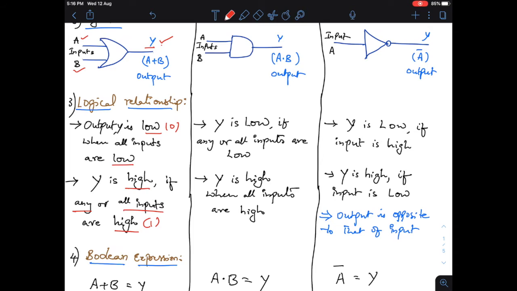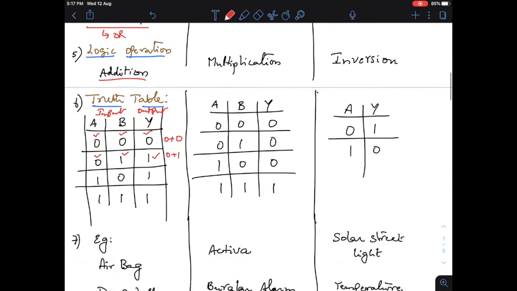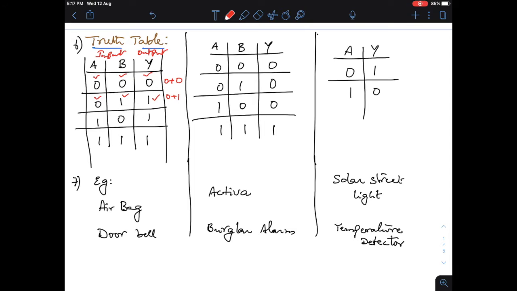Output Y is high if any or all inputs are high. Even if one is high, output is high. Therefore, here 0, 1. B is high, therefore your output is high. Then, similarly, now A is high, B is low, that is 1, 0. So, you have 1 again. So, 1 plus 0. Then, 1, 1. Both of them are high. So, you have high. So, 1 plus 1. And in the binary system, 1 plus 1 is not 2, but it is 1. So, this is the truth table.